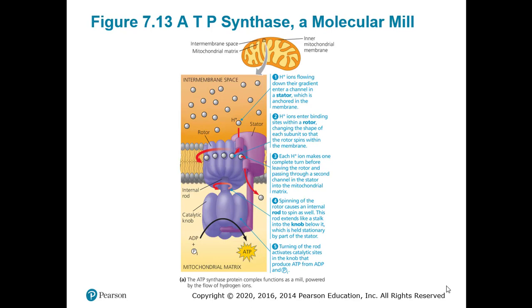Again, you do not need to know all these steps. I just want you to know the general process. So we're looking at the inner membrane space. You have the mitochondrial matrix, which is basically like the cytoplasm of the mitochondria. We have these integral proteins, and you have all these hydrogen ions in the inner membrane space.